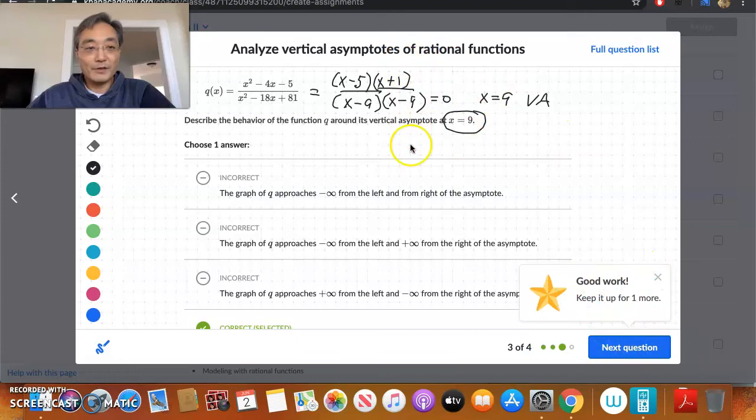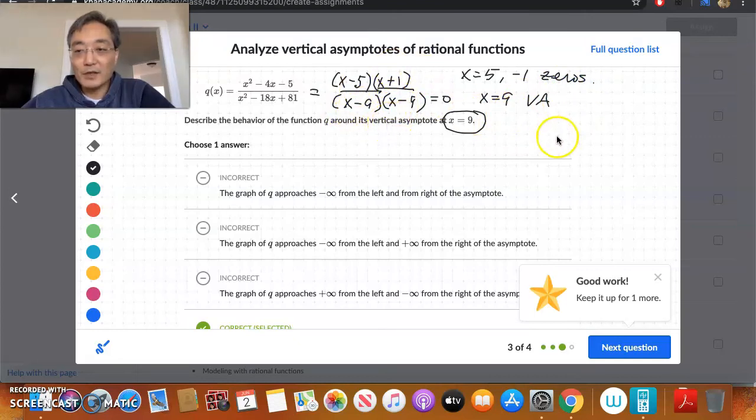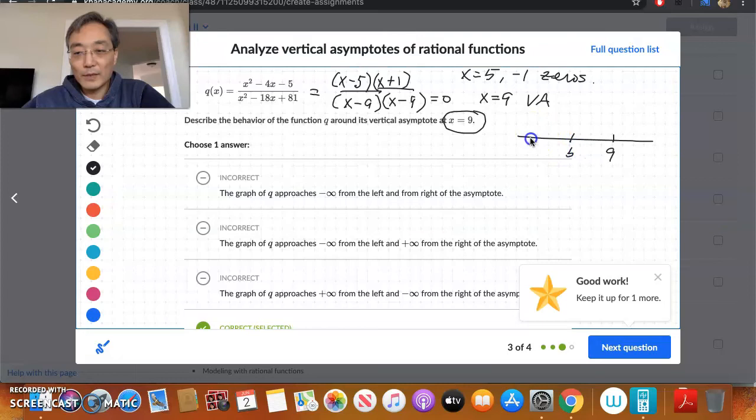Okay, but how would we figure this out algebraically? So the way we can do that is this. Now let's see here. On the top, we see that we have zeros here, correct? We have a 0 at x equals 5 and x equals negative 1. We have zeros. And we don't have any removable discontinuities because there's nothing to cancel out. So what we can do is a little analysis like this. We have 9, we have 5, and we have negative 1, right?